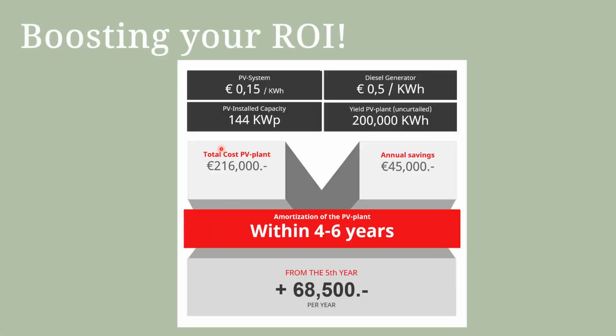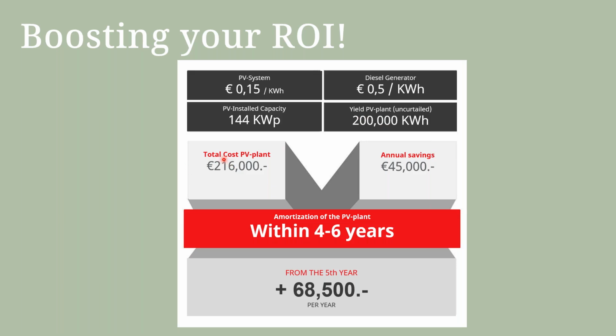So this will help with boosting your return on investment, or your ROI. We can see on the PV system we've got 0.15 euro cents per kilowatt hour that we are generating, as well as for the generator itself, we have 0.5 euro cents per kilowatt hour. Again, the installed capacity is 114 kilowatt peak, and the annual yield for the PV plant is 200,000 kilowatt hours per year.